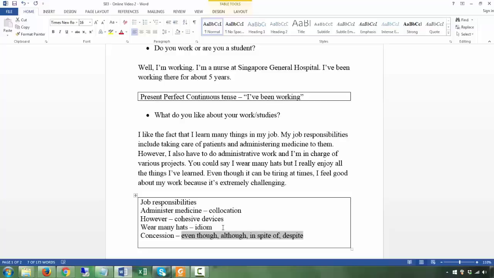I've taught you about concession. This is something good to use in your speaking. Remember, a lot of times we use various strategies in order to lengthen your speech. Try to lengthen your speech and become more fluent rather than hesitate and not having much to say. And a concession, even though, although, is always good in any part of your speaking. It's a good conjunction.